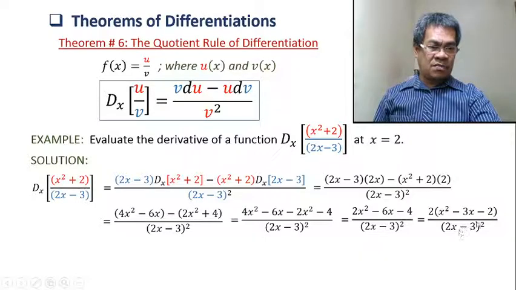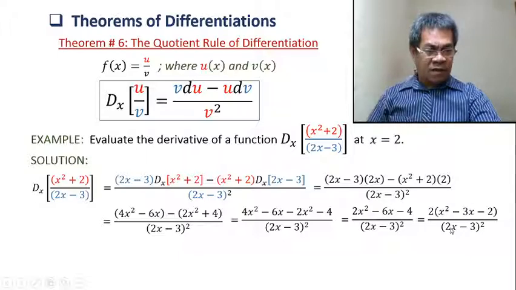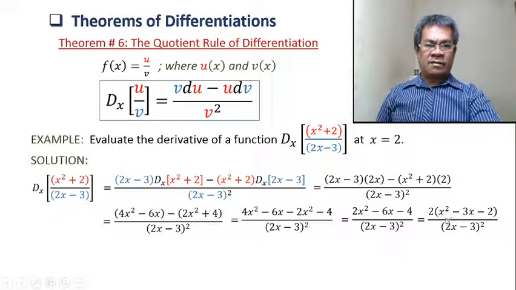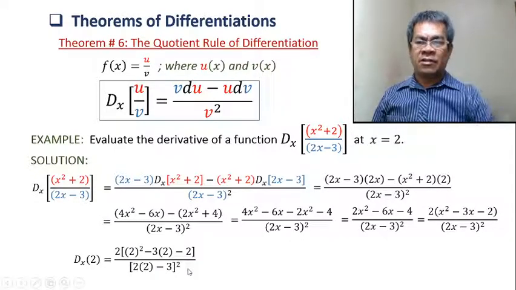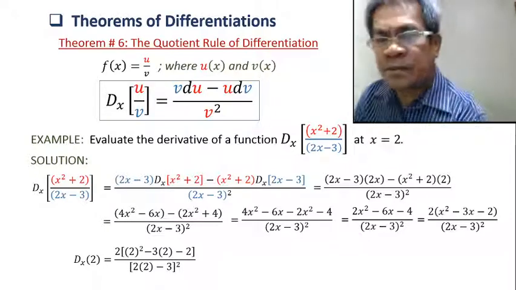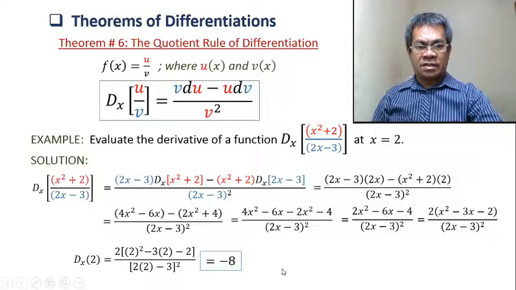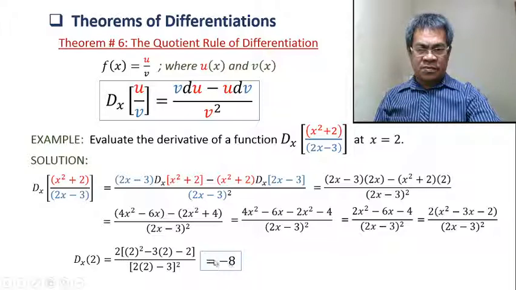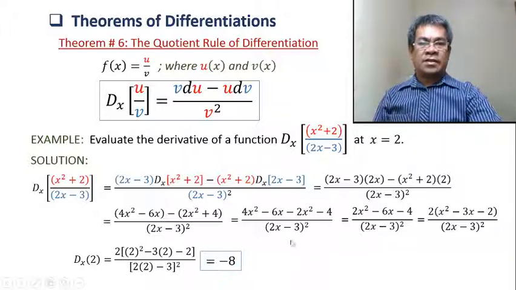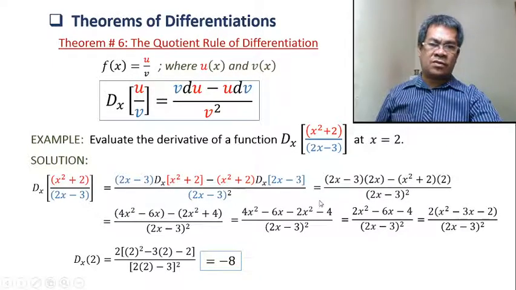But look at this one. You cannot cancel the numerator. That's the answer if you are asked to find the derivative. But take note that you are asked to find the derivative at 2. So all you need to do is substitute the value of 2 for the x variable, then evaluate using algebra. Then the answer is negative 8. Review this to see if you arrive at negative 8. So this is the process of finding the derivative under the quotient rule.